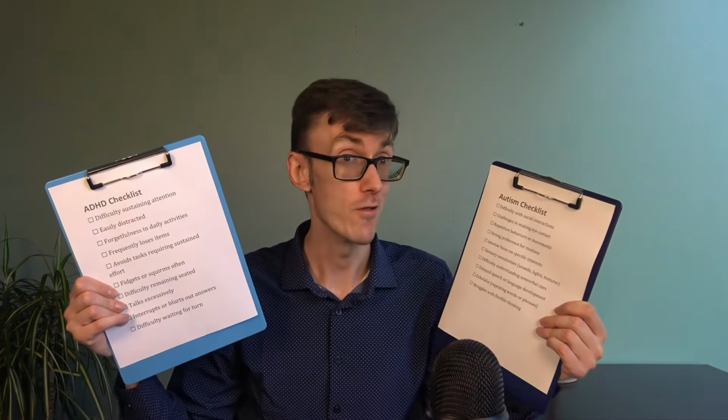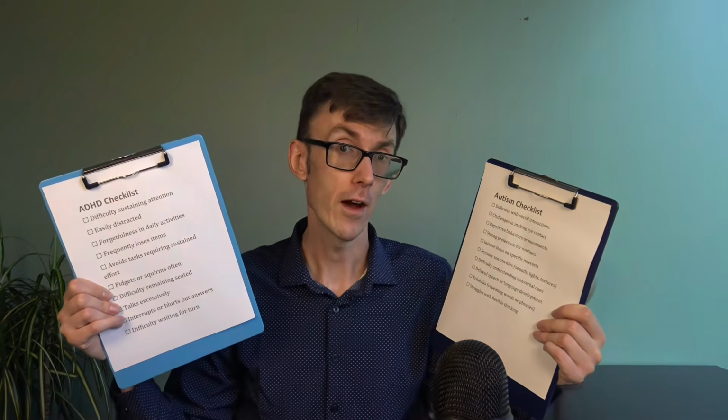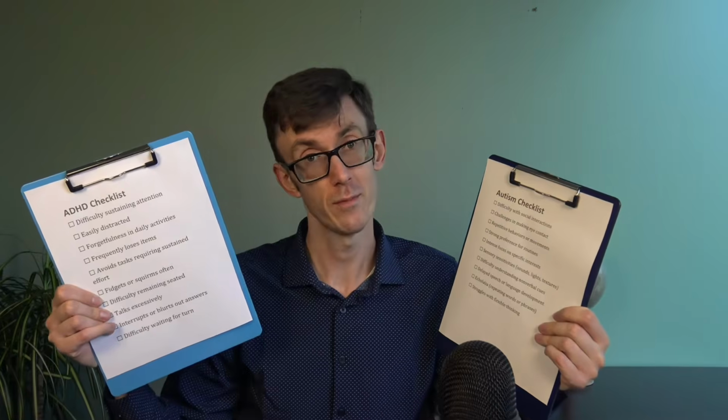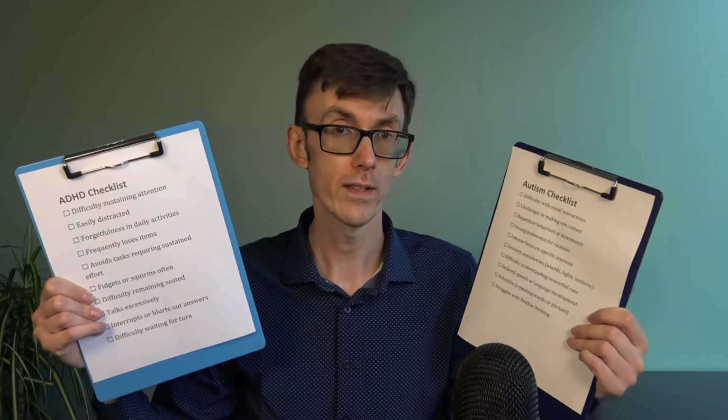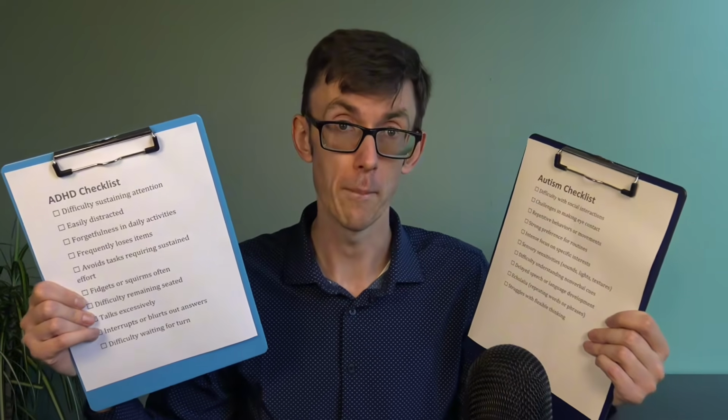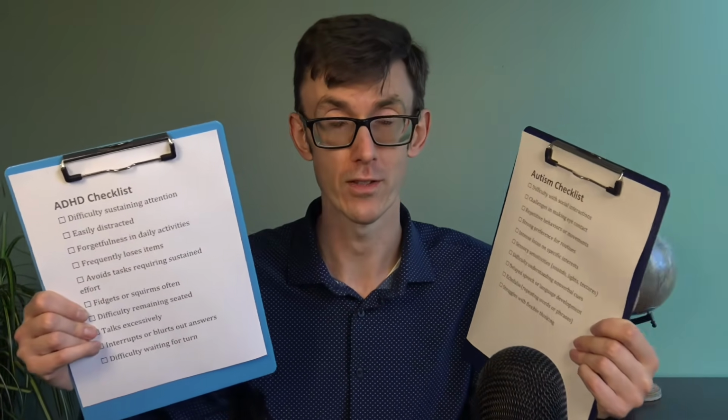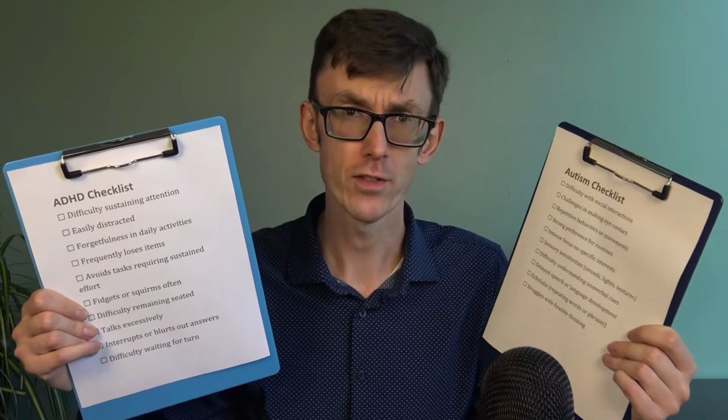Two quick checklists are not going to cut it. An evaluation that looks at both autism and ADHD, otherwise known as AuDHD, is going to have to look at not just the overlap, but the differences between these two. So here's how that's structured.